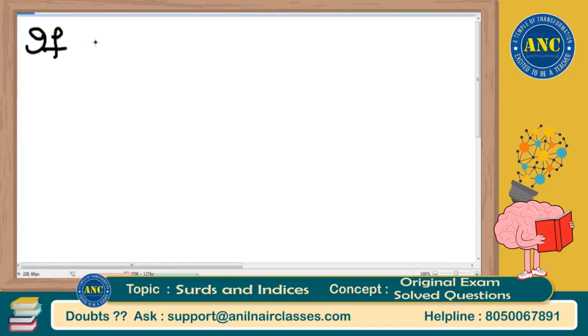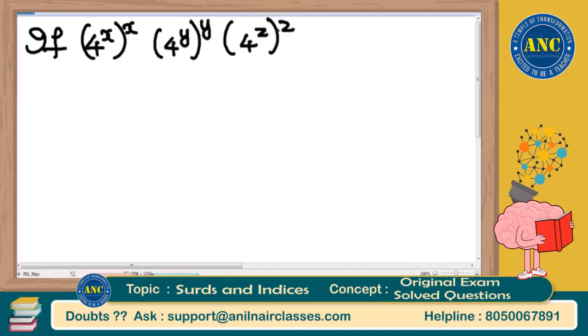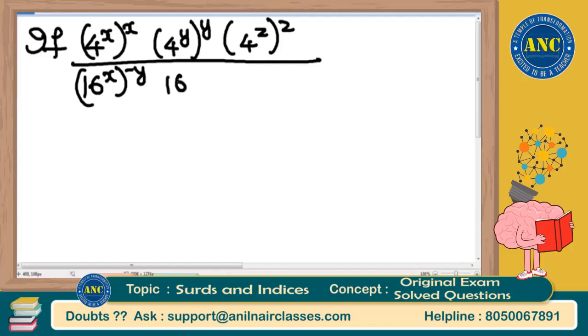If (4 power x) whole power x into (4 power y) whole power y into (4 power z) whole power z, divided by (16 power x) whole power (x minus y), (16 power y) whole power (y minus z), (16 power z) whole power (z minus x), is equal to 64.